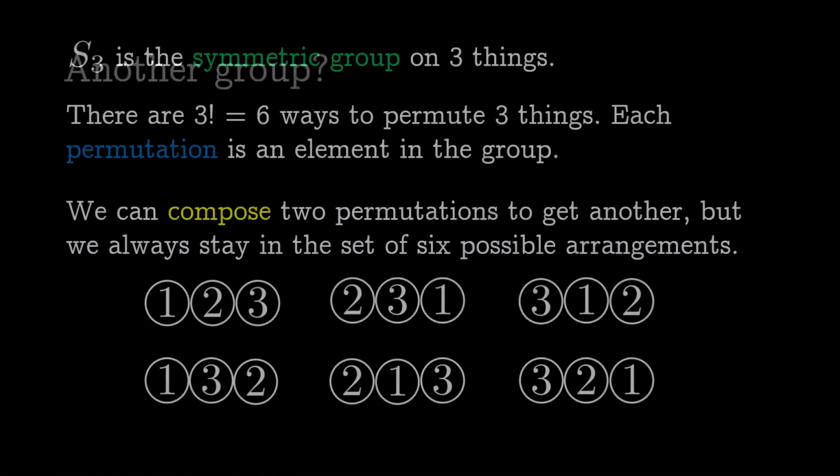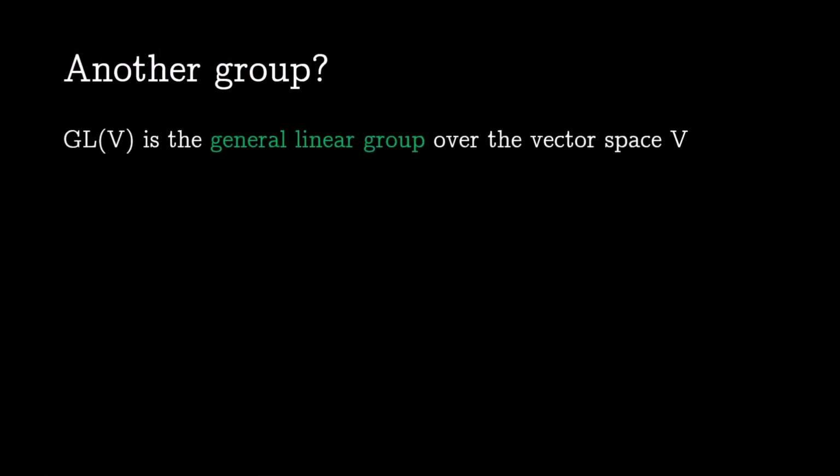Now let's look at yet another group. GLV, that's right. GLV is called the general linear group over the vector space V. That's just a fancy way to say they're just matrices. And they look like this.